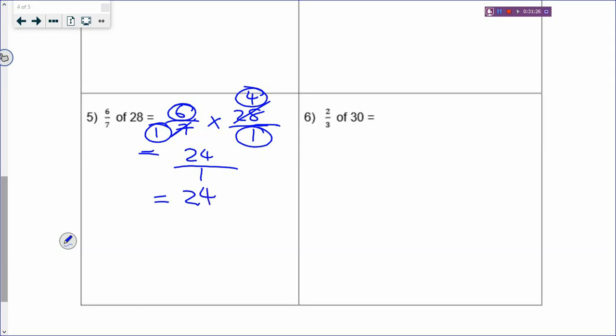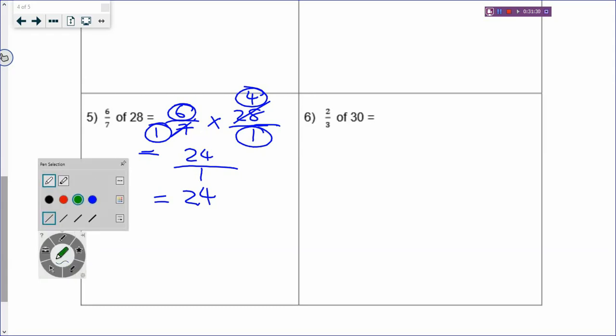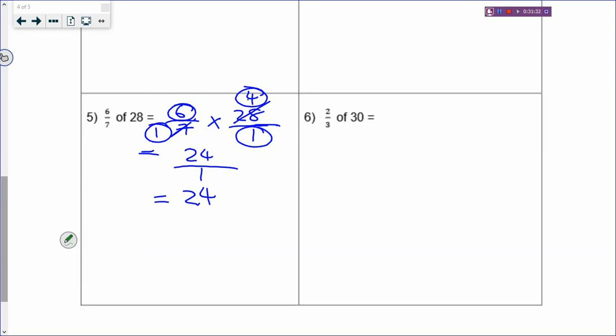So diagonal. What is diagonal? For those of you who may be confused, what is a diagonal pair? This is diagonal. These two numbers are diagonal. And then these two numbers are also another diagonal pair. So when you cancel, you cancel diagonally.